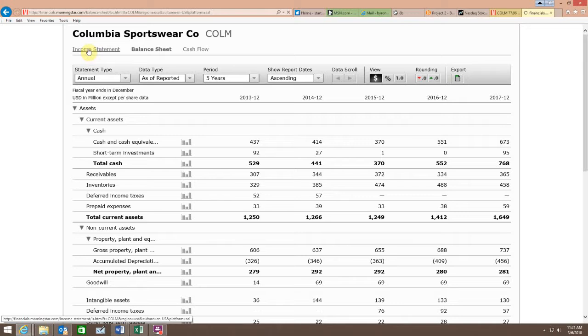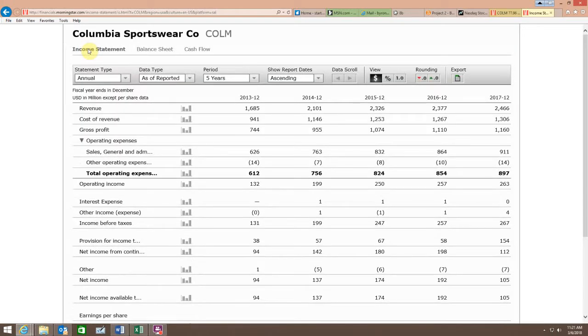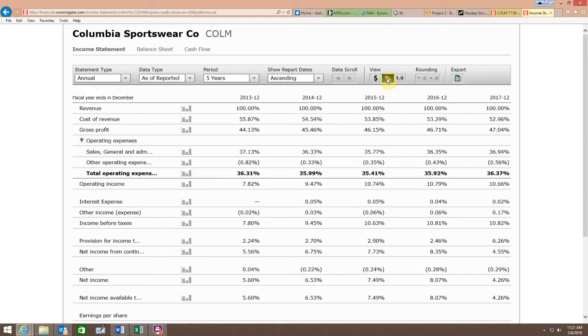One thing I do want to point out too, I'm going to go back to the income statement because I think it's more pertinent there, but the view here is in dollars, and there's going to be a lot when you're reporting that you might come up and click on this and change it to the percent. Okay, and why is that?